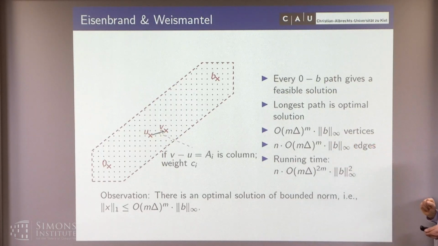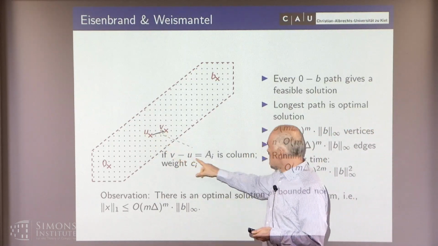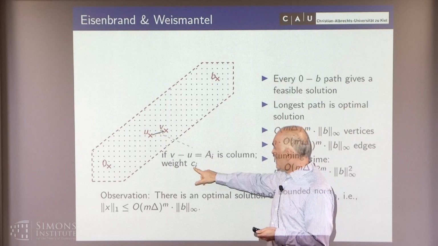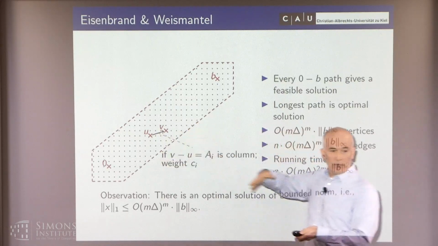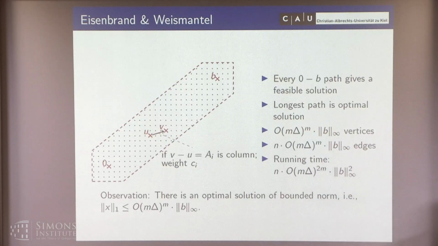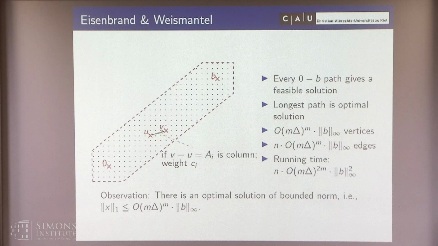And the number of edges, so how do you get an edge? So we connect two vectors. If the difference is a column here, the weight gives you the length of the edge. And then you see directly that with the longest path you generate an optimum solution here. So the running time is the number of vertices times the edges, therefore you get this. That's the main idea, but there's some other thing that's quite interesting.